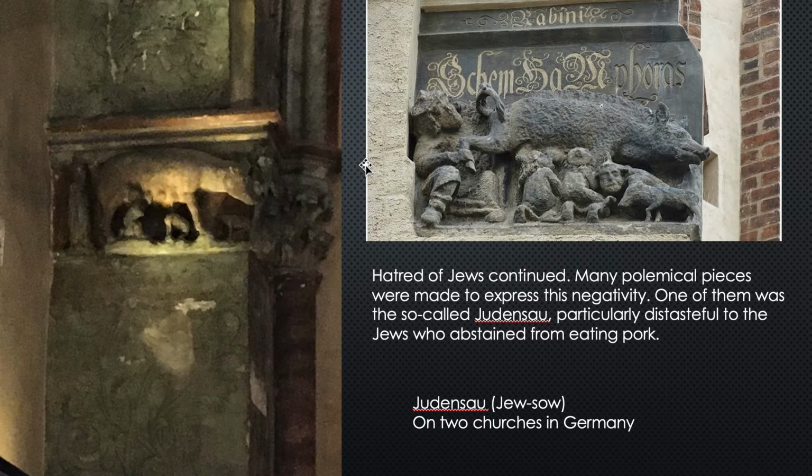Now, this has nothing to do with, well, it kind of does have something to do with representing the other. But I showed you the picture of synagogue writing on the boar, and I said this is like a huge insult. So then, as the hatred for Jews escalates, the hatred of Jews continued. Many polemical pieces were made to express the negativity. One of them was a so-called Judenzahl, particularly distasteful to the Jews who abstained from eating pork.